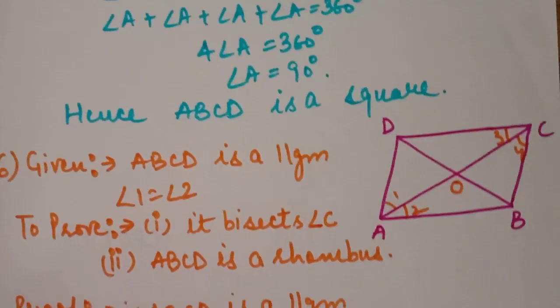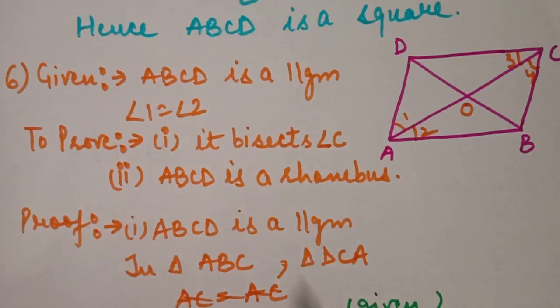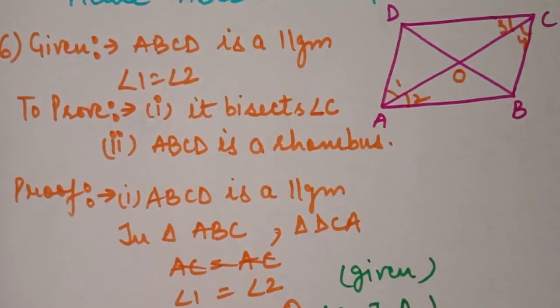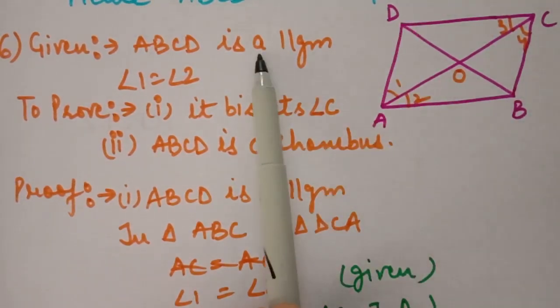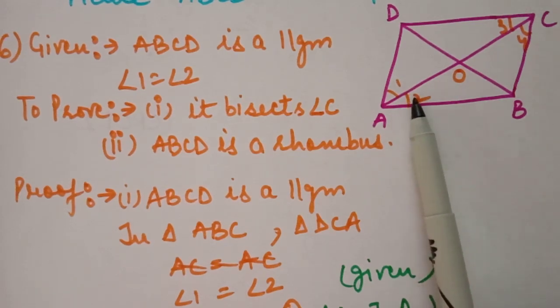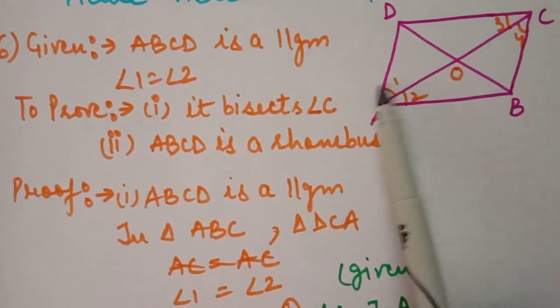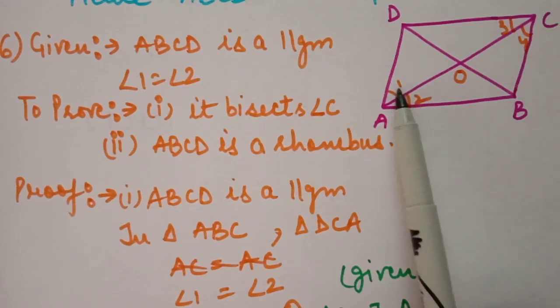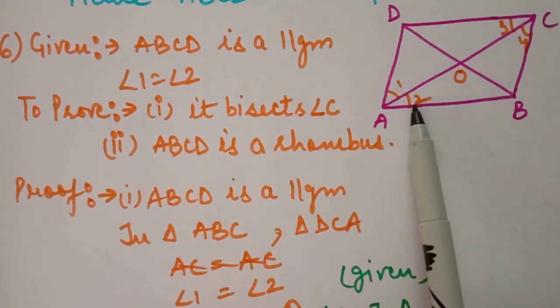ABCD is a square. So students, now next question, question number 6. Question number 6 is: diagonal AC of a parallelogram ABCD bisects angle A. What is given? Diagonal AC of a parallelogram ABCD bisects angle A. It means ABCD is a parallelogram. It is given that AC bisects angle A. Bisect means to divide into two equal parts. It means AC divides this angle into two equal parts. It means angle 1 and angle 2 are equal to each other.